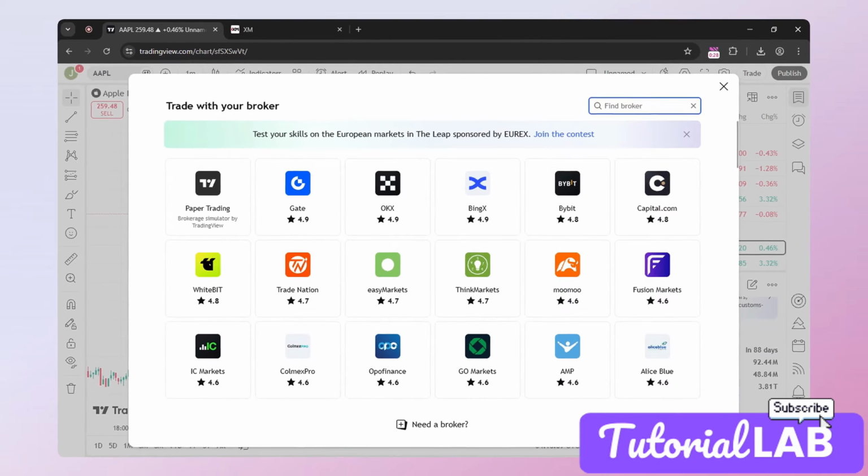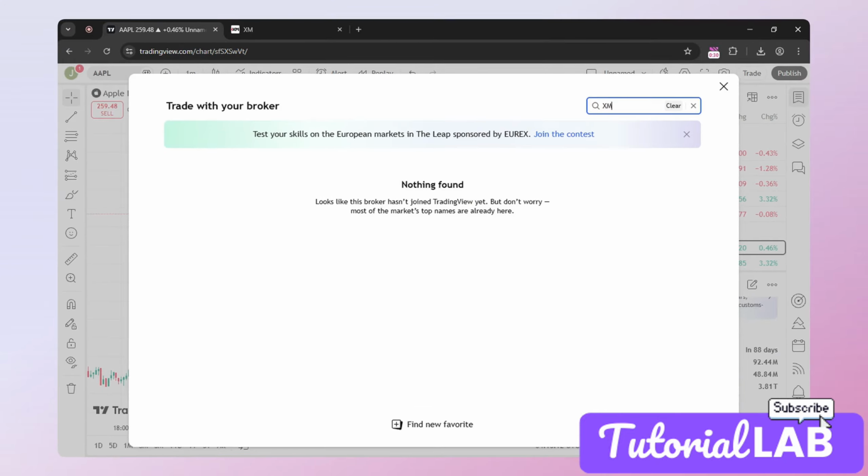For this example, we try to find XM, but nothing appears. So here's the truth. XM does not currently support direct integration with Tradingview. This means we cannot connect XM inside Tradingview the way we can with some other brokers. But there is still a practical way to use both platforms together.